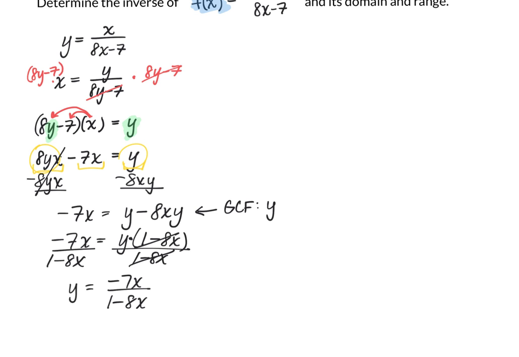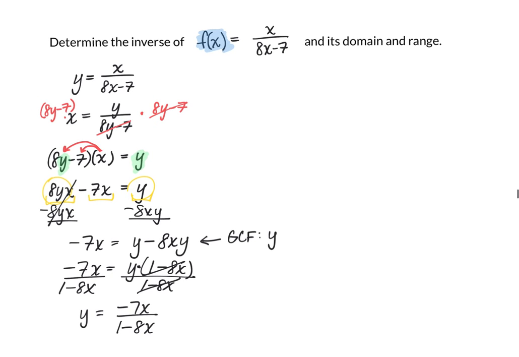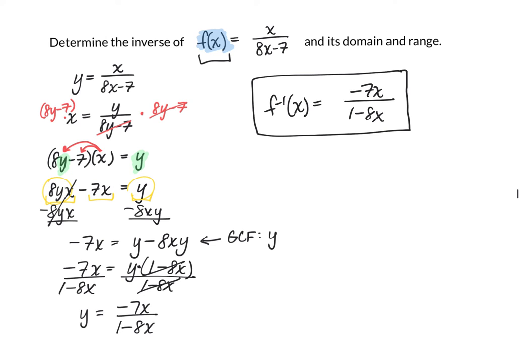And then I always recommend at the very end that you go back and use the correct notation. And since the original function was labeled f of x, and we just found the inverse, then we would label it as the inverse of f, which will be negative 7x divided by 1 minus 8x. So there's our inverse.